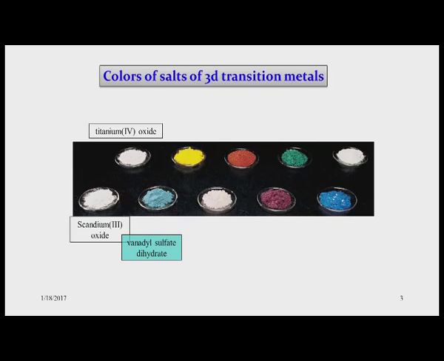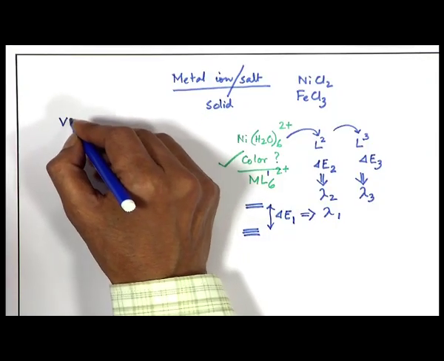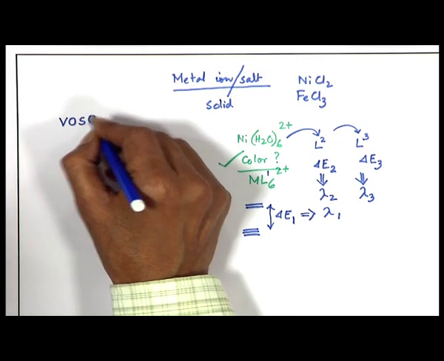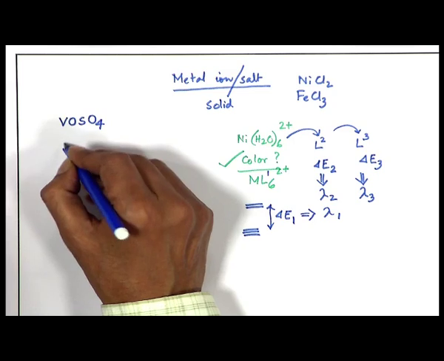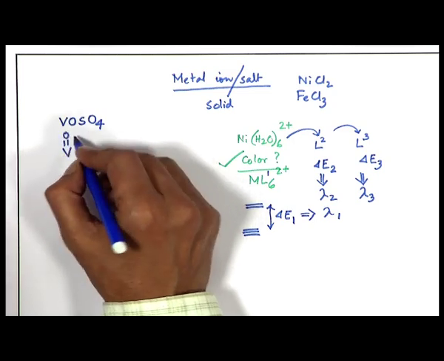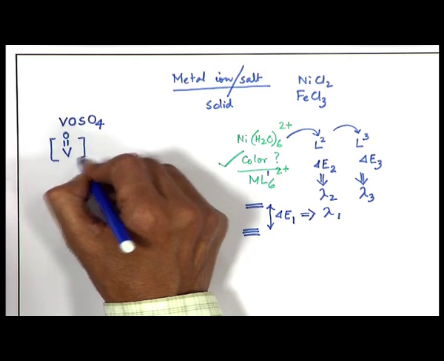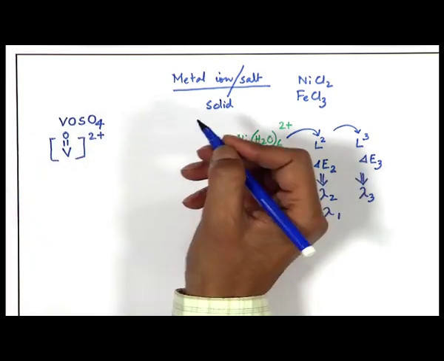So, vanadium is in 4 plus oxidation state, which is basically VO2 plus, and which has a typical coloration. So, when you dissolve vanadium sulphate, this gives rise to a particular type of coloration. This also gives us some idea of what vanadium sulphate is. Your vanadium sulphate is VOSO4. So, the species we get is V bound to O having a charge of 2 plus.